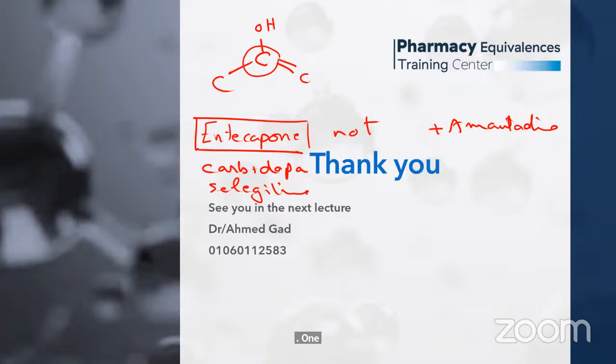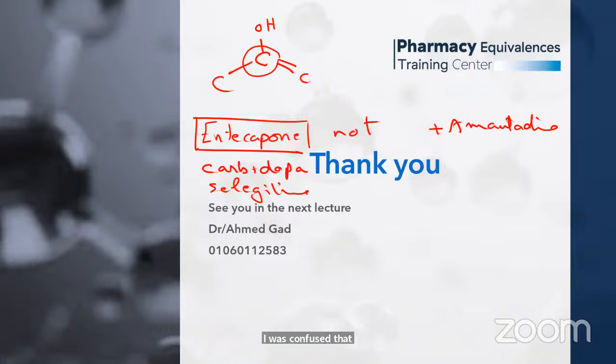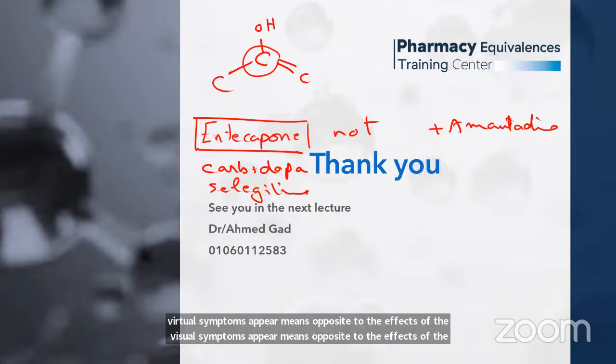Okay. So there was another question about the symptoms of abrupt discontinuation of amitriptyline. All were there except the options were runny nose, sleep disturbances, dry mouth, and abdominal cramps. I was confused, because on abrupt discontinuation the withdrawal symptoms appear, which means opposite to the effects of the drug. Please guide.